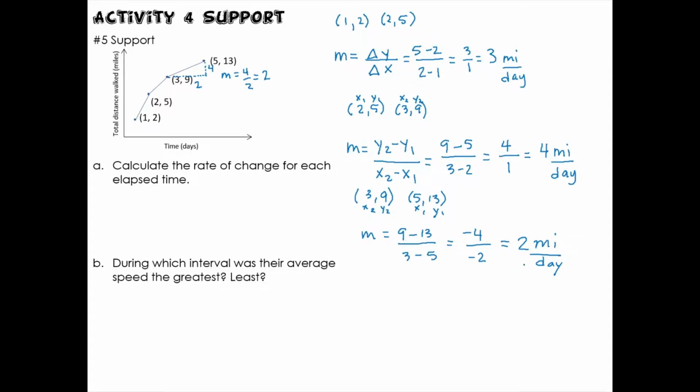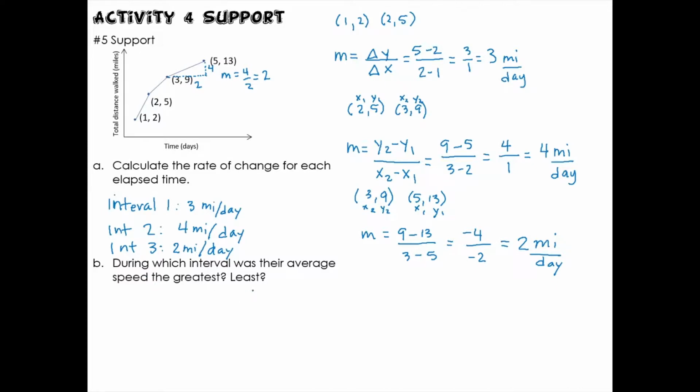And so it's asking, calculate the rate of change for each elapsed time. So I'll say interval 1 is going to be 3 miles per day. Interval 2, so can I just say int 2 is going to be 4 miles per day. And then interval 3 is going to be 2 miles per day. There we go. And it says, during which interval was their average speed the greatest?